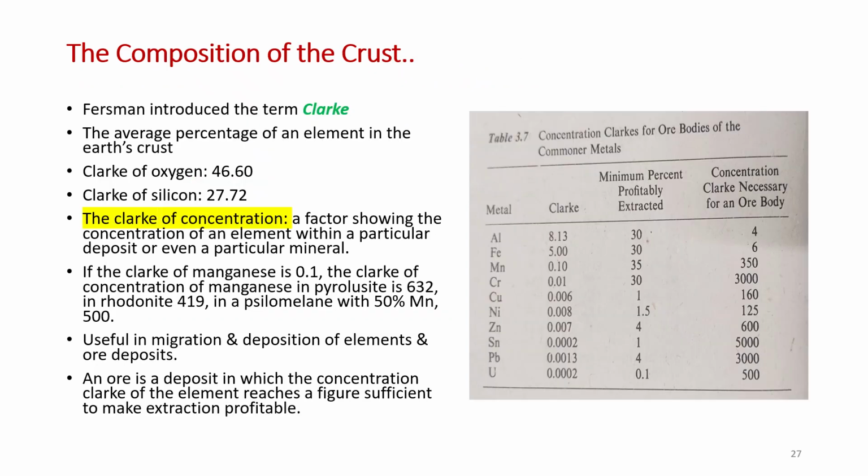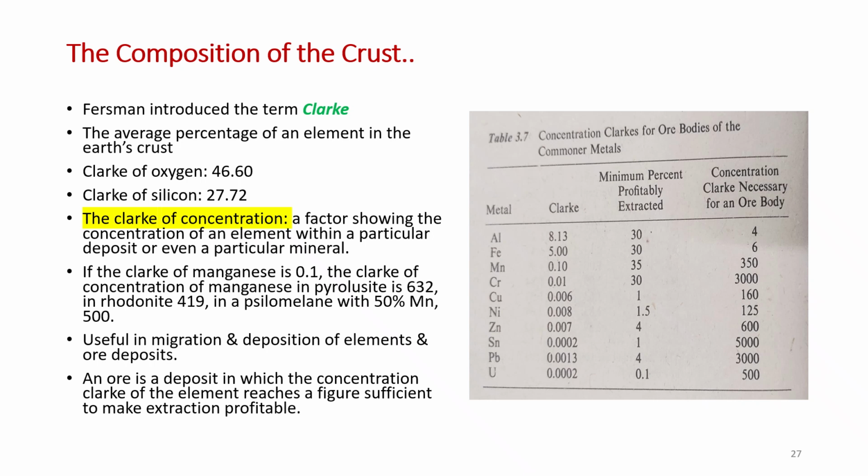Clarke introduced the term Clarke, defining the average percentage of an element in the Earth's crust. Thus, the Clarke of oxygen is 46.60, and the Clarke of silicon is 27.72. In discussing dispersion and concentration of the elements, Vernadsky introduced the term Clarke of concentration. So what is this Clarke of concentration?